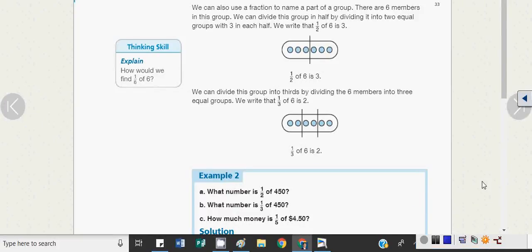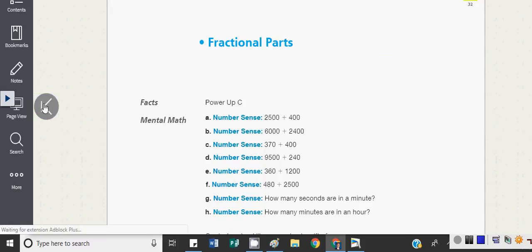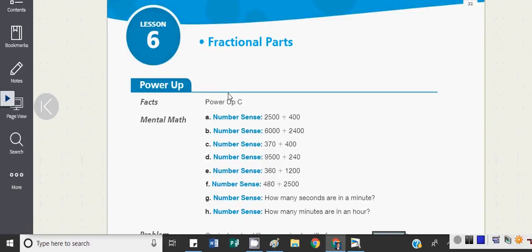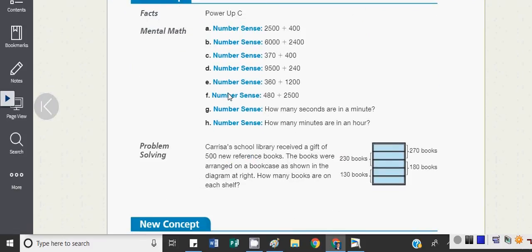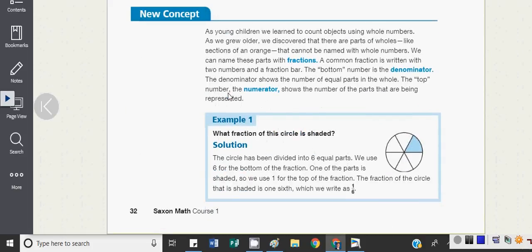Course 1 Math Lesson 6 is called Fractional Parts. When you were younger, you learned counting numbers, maybe whole numbers, possibly integers if you were advanced, but took a little time in your education career to learn about how things aren't always as simple as one full whole number. It could be part of a number, it could be a third, it could be a fifth, it could be 7/8, it could be a lot of things.